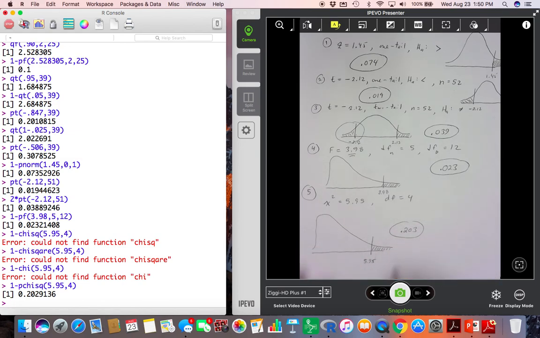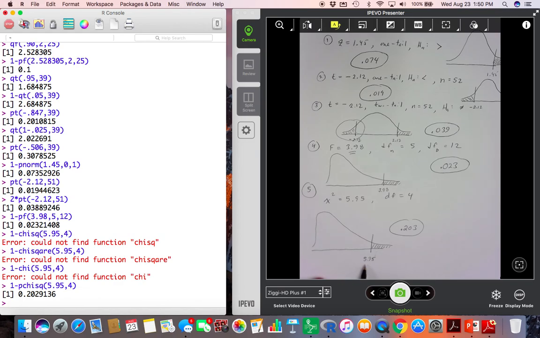So the p-value is 0.203. A chi-square statistic of 5.95 with degrees of freedom 4 would not be statistically significant.